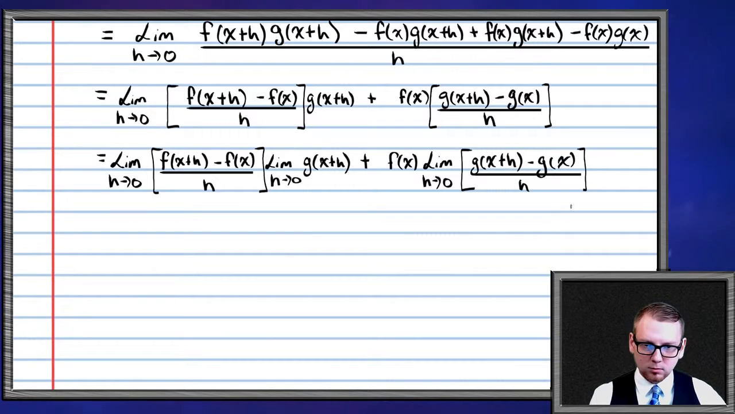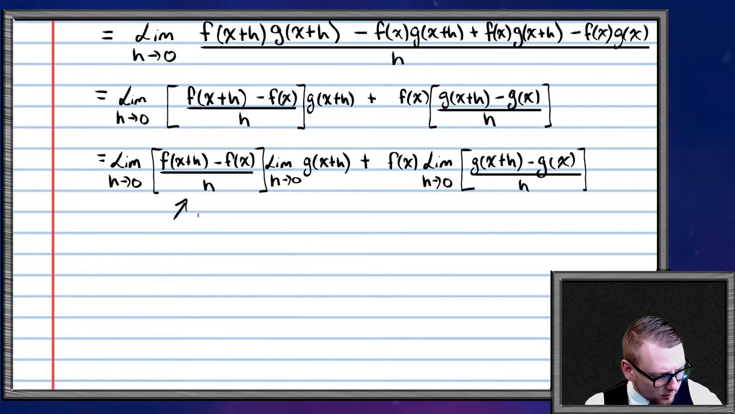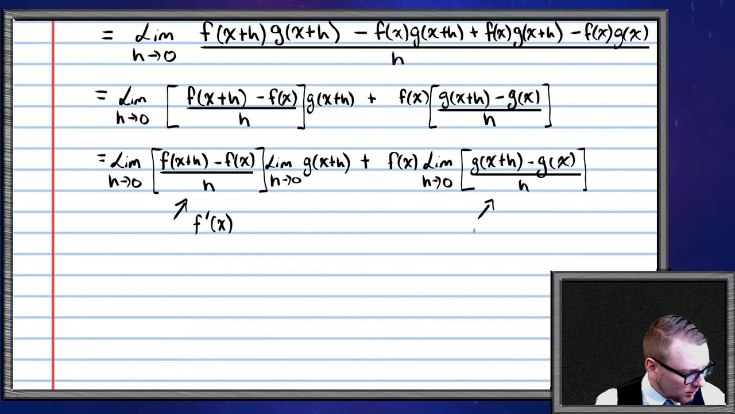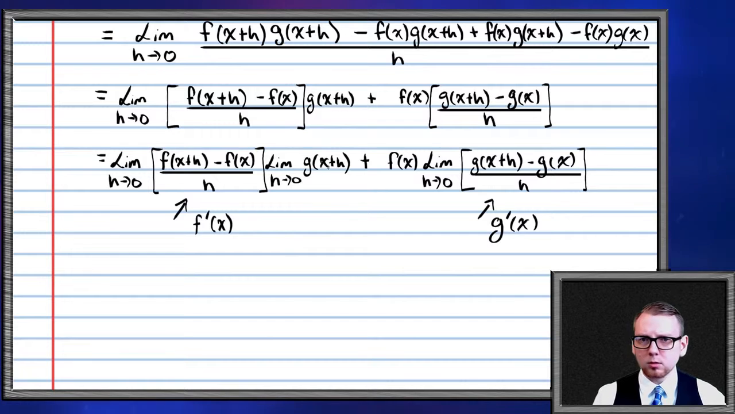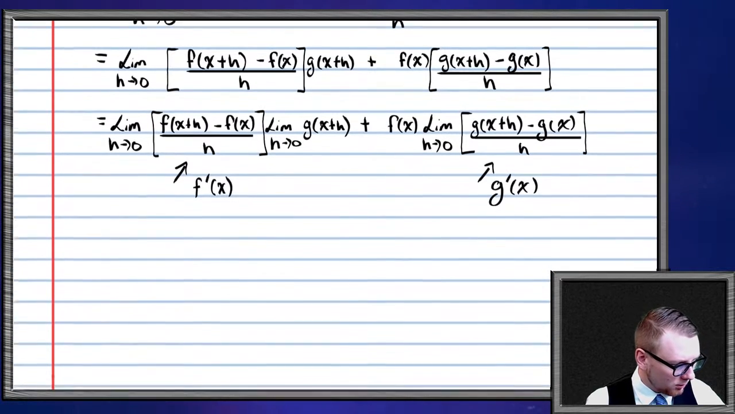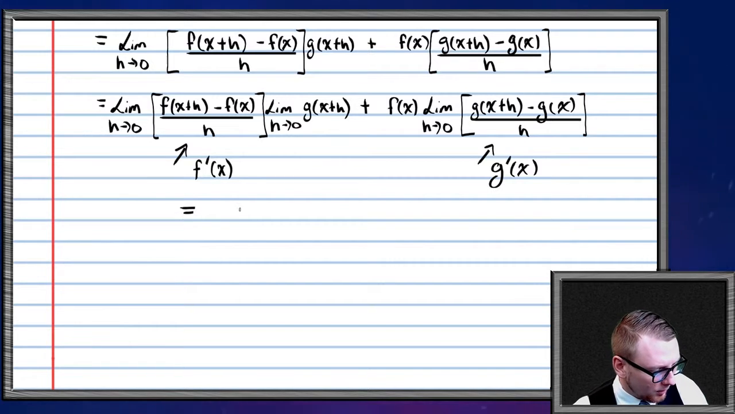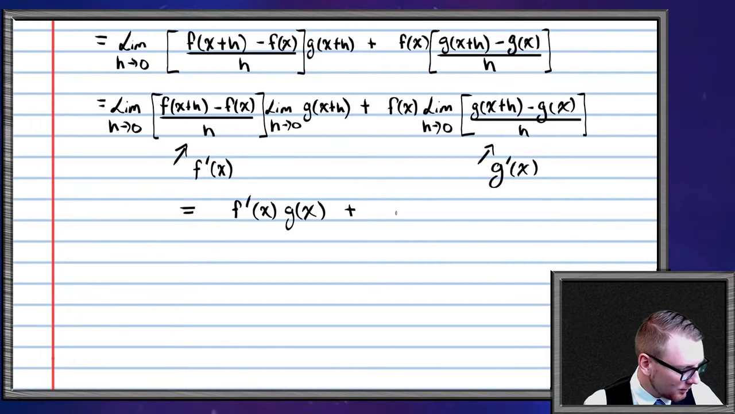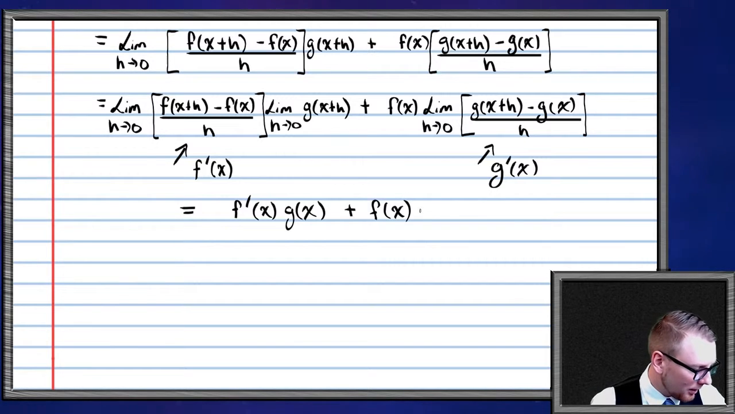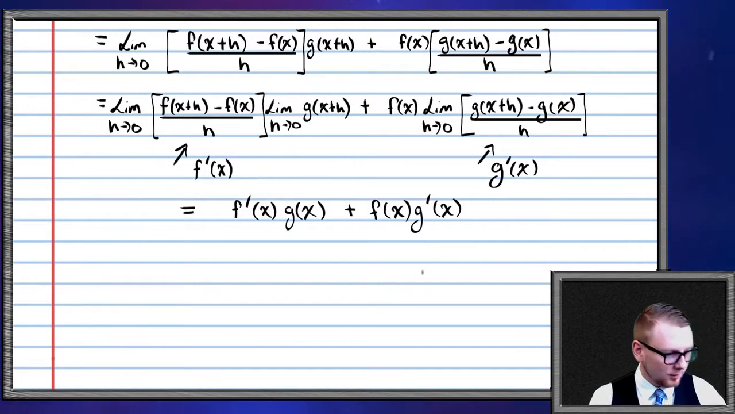Okay. Well, hold up a second. By definition, that right there is f prime of x. And this one, by definition, is g prime of x. And as h approaches 0, g of x plus h is just g of x. So this just becomes f prime of x times g of x, plus f of x times g prime of x. And we're done.